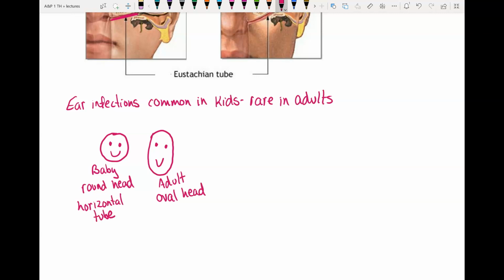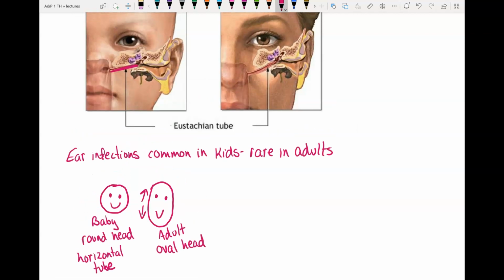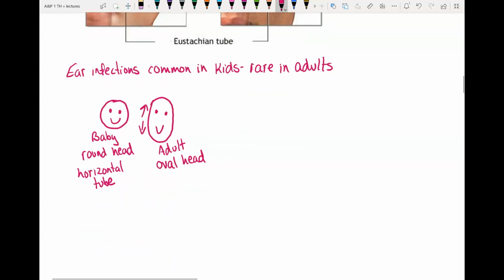As you mature, your face gets longer. It grows in the up and down direction. So your face getting longer pulls that tube down to an angle. So here in an adult, the tube angles down.